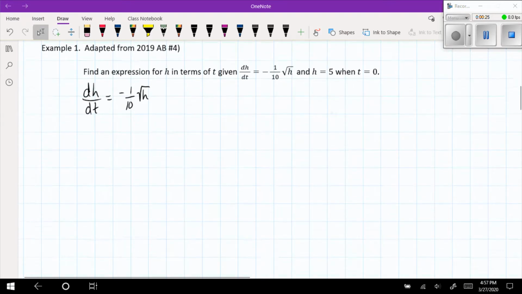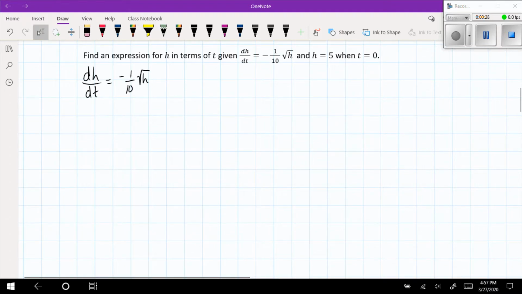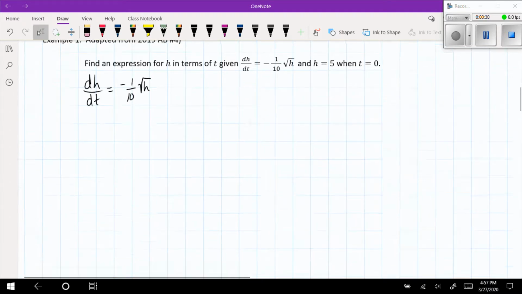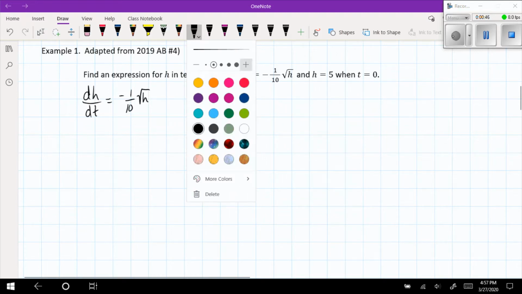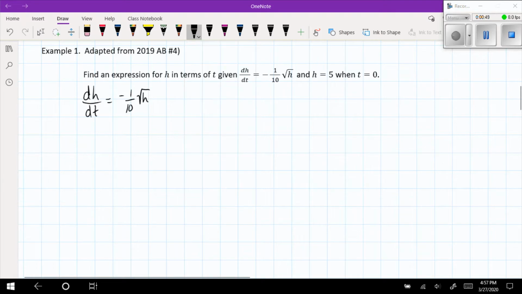Example 1. Find an expression for h in terms of t given dh/dt is equal to negative 1 over 10 times the square root of h, and h equals 5 when t equals 0. I'm going to read that one more time to understand what it's asking me to do. Find an expression for h in terms of t. So I'm looking for something that says h of t equals question mark. This is what they want, this question mark right here.